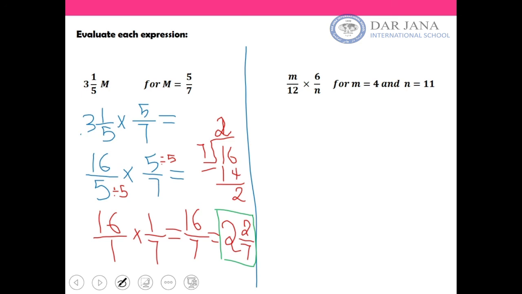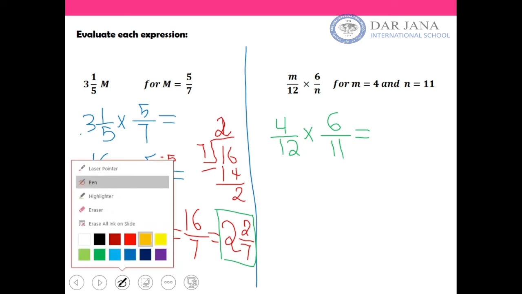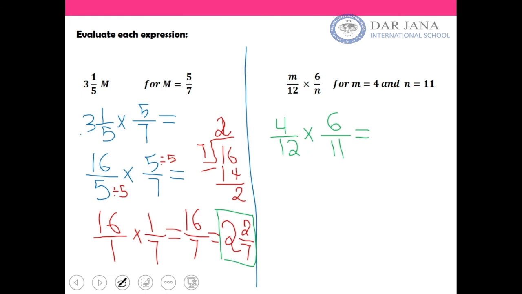The other one, I also have to substitute as the first step. So m is 4, so it's going to be 4 times 12 times 6 divided by, and then n is 11. I try to simplify. Guys, I said any numerator with any denominator. So here we can simplify the 4 and the 12, or we can simplify the 6 and the 12. It's up to us. So I'm going to try it for a change. I will simplify the 4 and the 12.